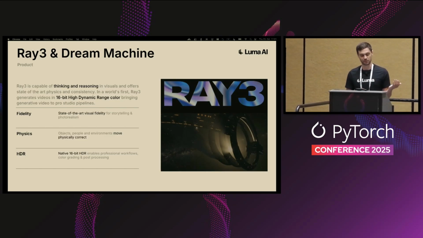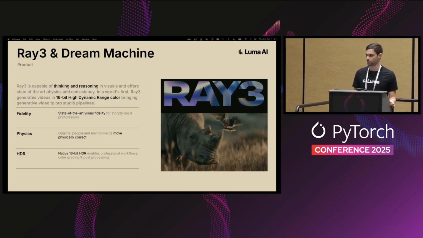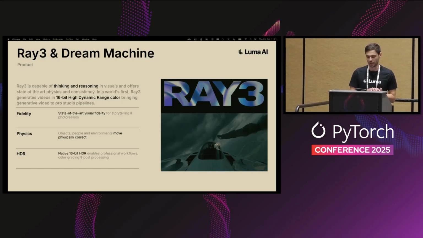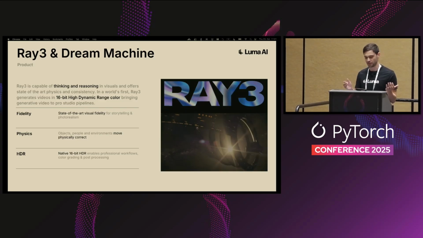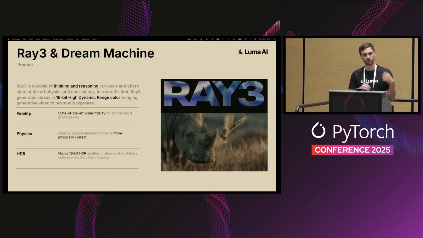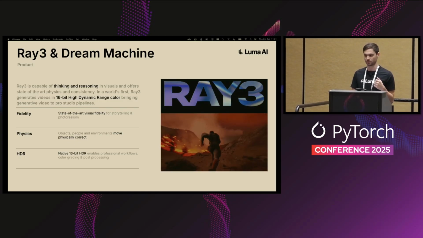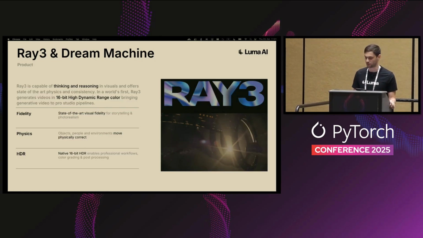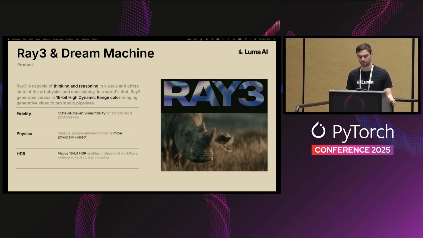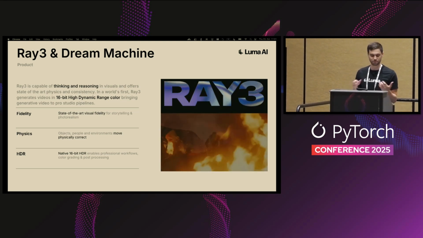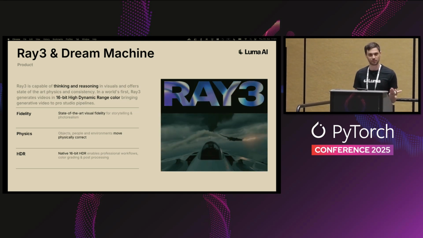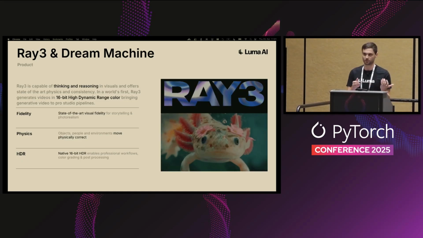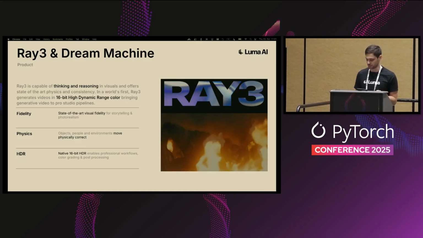Ray 3 is interesting because it's the first of our models that is capable of thinking and reasoning in visuals and offers state-of-the-art consistency. In addition to that, we've also ticked something off the bucket list for our production users, in that it now allows for HDR content to be made in 16-bit high dynamic range color. So we have made some advancements here in terms of fidelity, in terms of physics, and also in terms of HDR. That's the background of some of the things that we have recently released.